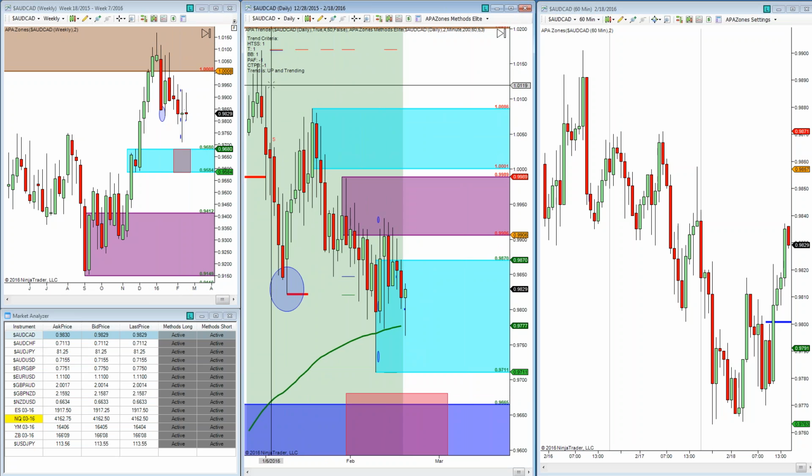And right now, according to the trend, it is up and trending. So we're just looking at the pullback. That's all we're seeing right now. It's just a pullback. So nothing more than that right there.